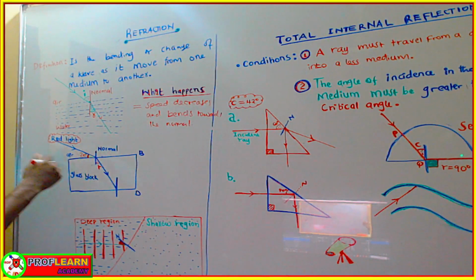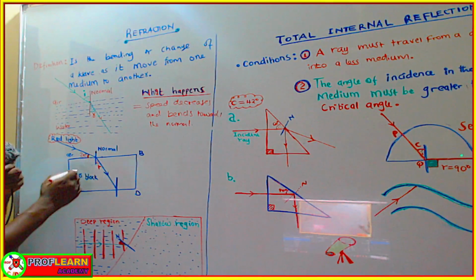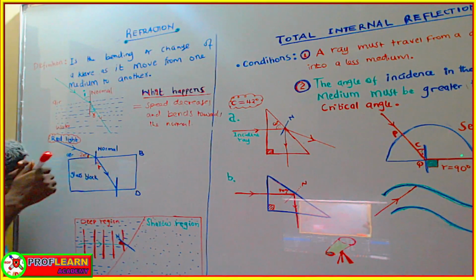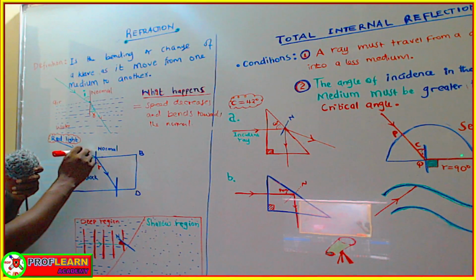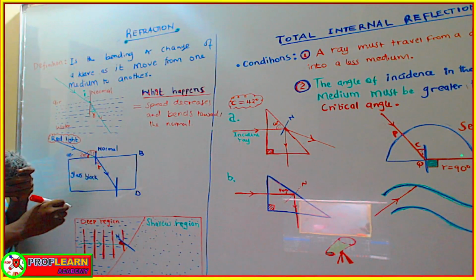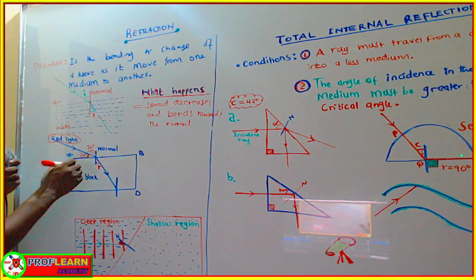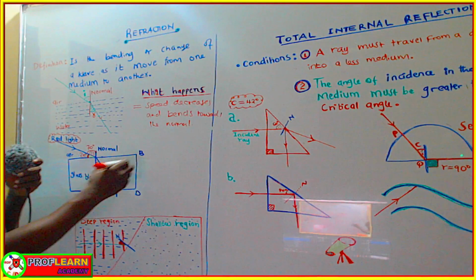We have red light approaching a glass block, and in this case we have the angle at which this ray is oriented to the glass block. The angle between the glass block surface and the ray is actually 20 degrees. We know that the normal forms 90 degrees with the surface, so we have to work out this angle at the top here. This angle is going to be 90 minus 20, which is 70 degrees.